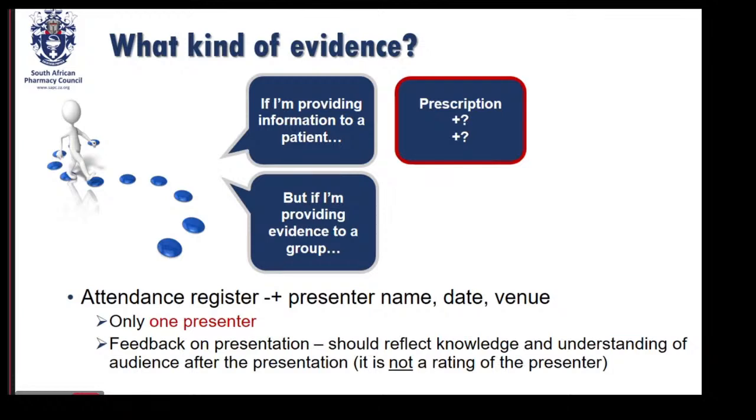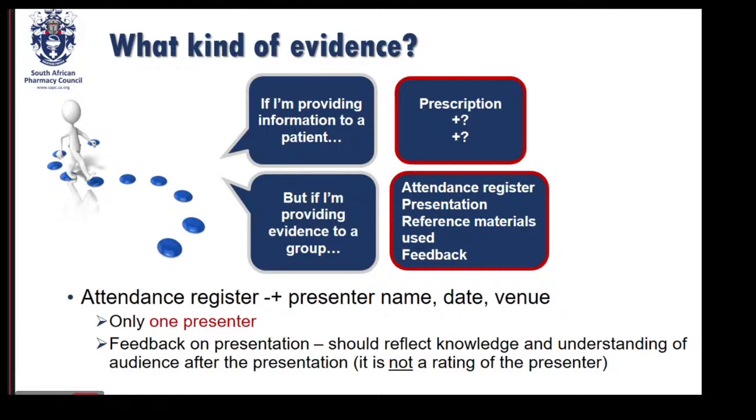But if we are providing evidence or providing information to a group, what do you think will be evidence there? So if you quickly think to yourself, you have to prove that you provided information to a group. What can we have a look there? Examples will be an attendance register, a presentation, the reference material that you used, the feedback. So there's a lot of things that you can provide as evidence. You just have to sit and think, how can I prove this?